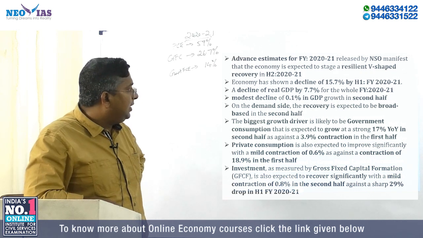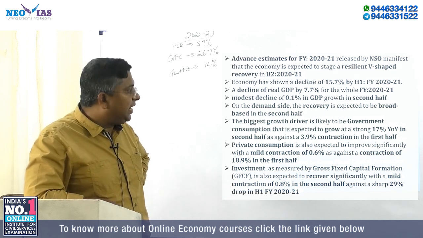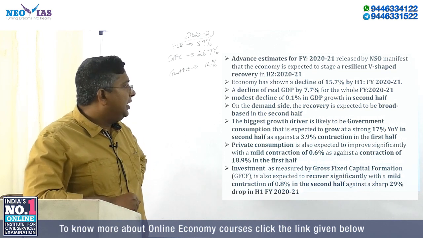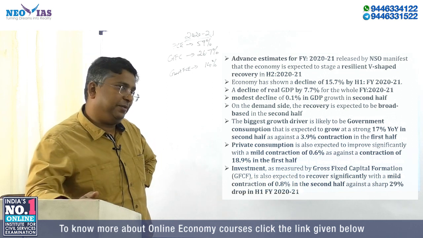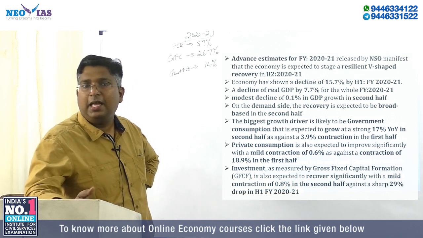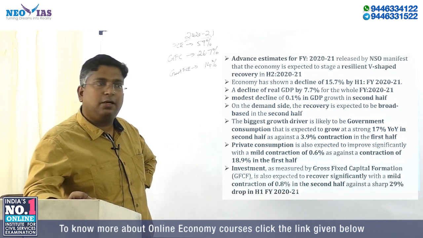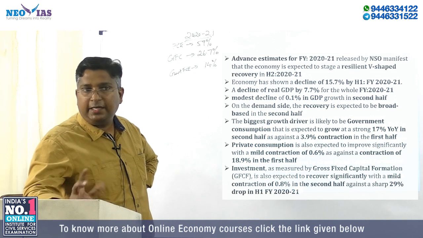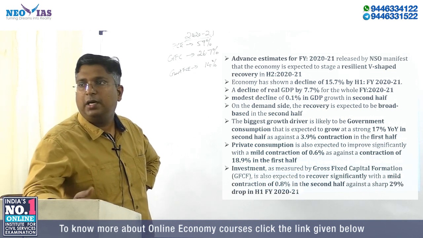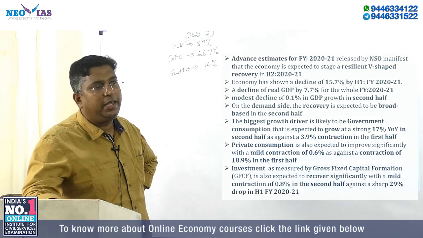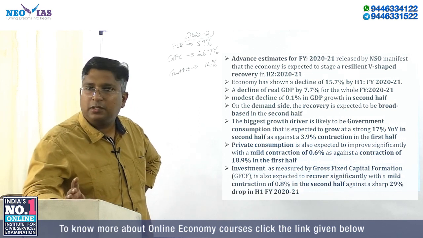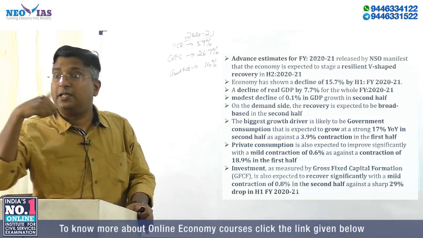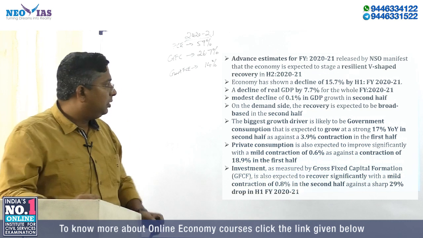And it is saying that the decline for the entire financial year, we already know how much it is, 7.7. But in the second half, the decline will be only 0.1% of GDP. This is the economic survey saying. So in the second half, the decline will be just 0.1%, but in the first half, it will be minus 15.7. By taking the average of H1 and H2, the GDP will contract by minus 7.7. These are all facts, not important. Only this fact is important: what is the GDP contraction for the entire financial year? That is 7.7%.